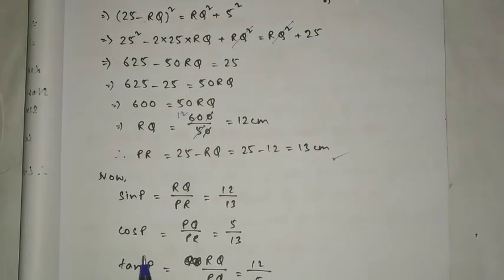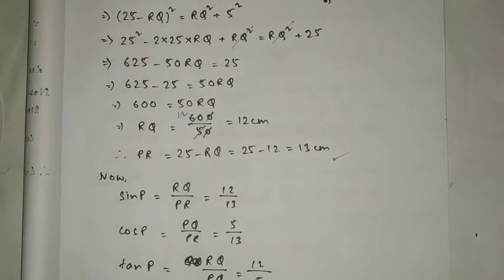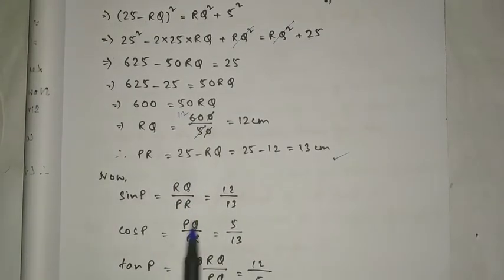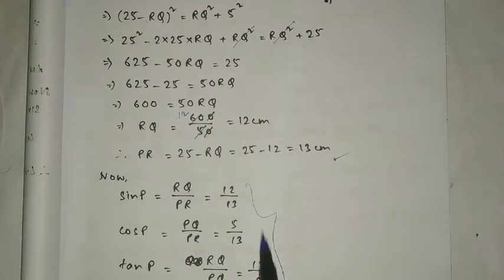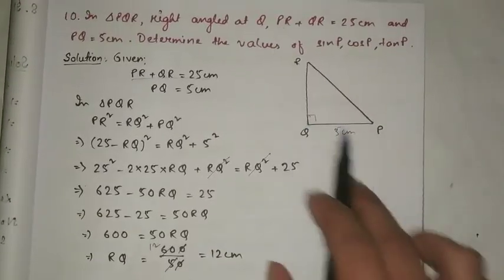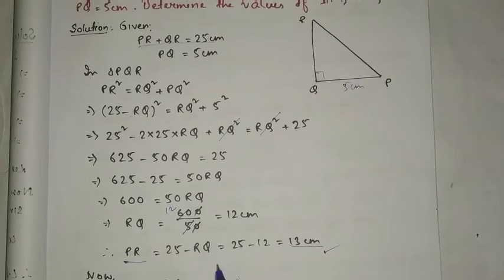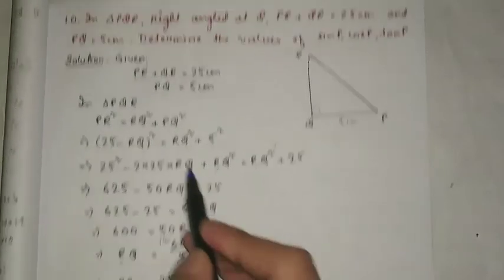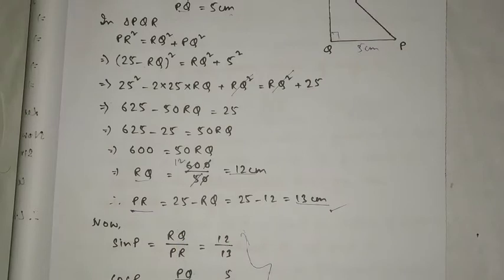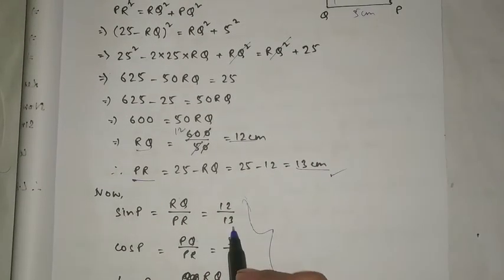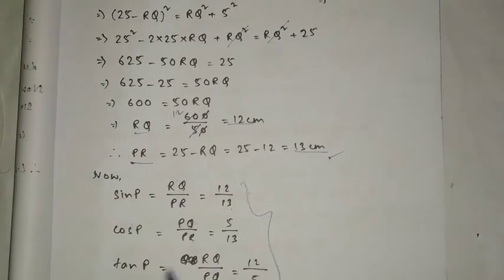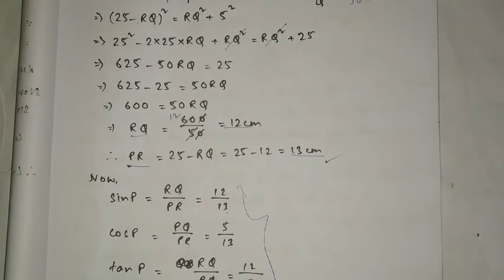Now we calculate the values of sin P, cos P, and tan P. Sin P is nothing but perpendicular by hypotenuse, cos P is base by hypotenuse, and tan P is perpendicular by base. So we get these values easily from PR is 13, RQ is 12, and PQ is 5. We just put the values here, and we get sin P is 12 by 13, cos P is 5 by 13, and tan P is 12 by 5.